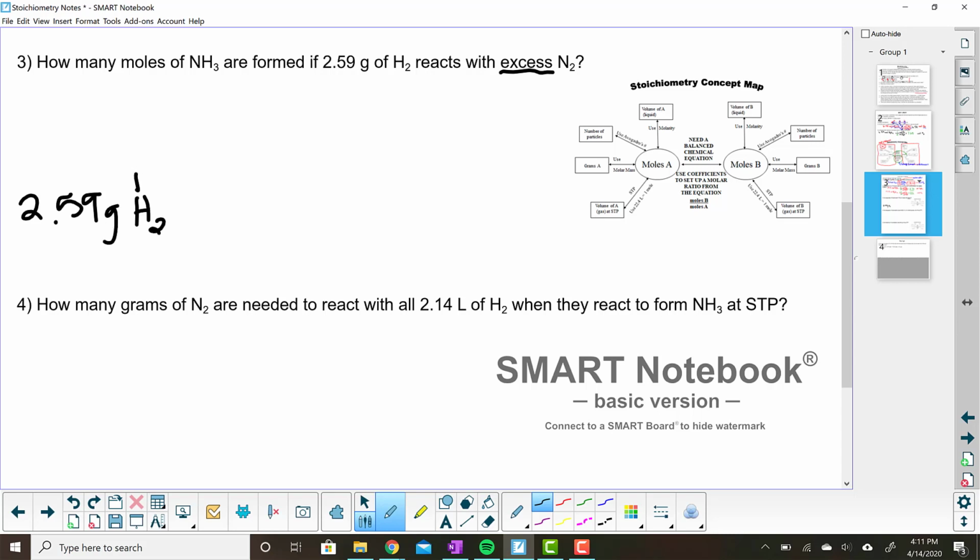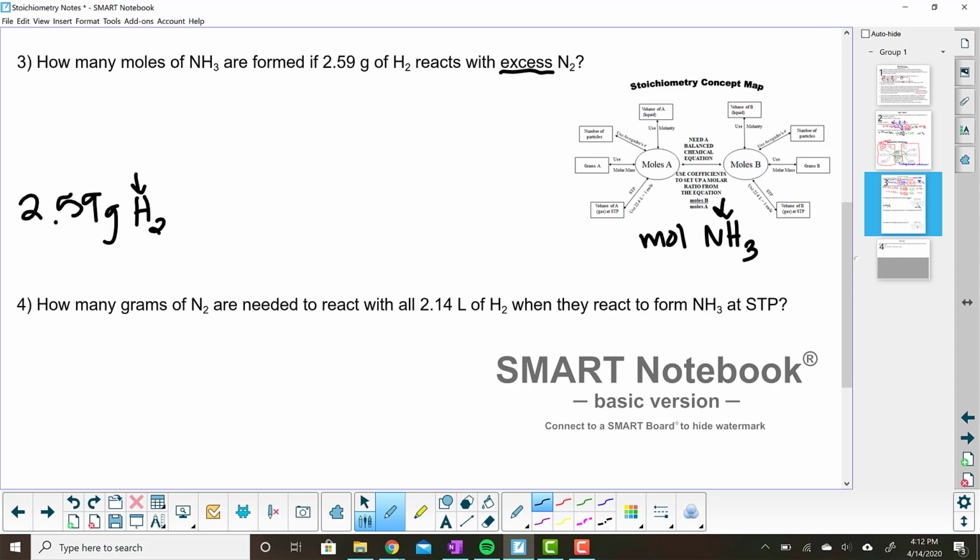Making sure that you include this label here is very important when doing stoichiometry, because we might have to convert between substances. So if I have 2.59 grams of H2 when I start, I want to know how many moles of NH3 I'm going to end up with. Again, make sure that you have that label there, that NH3.